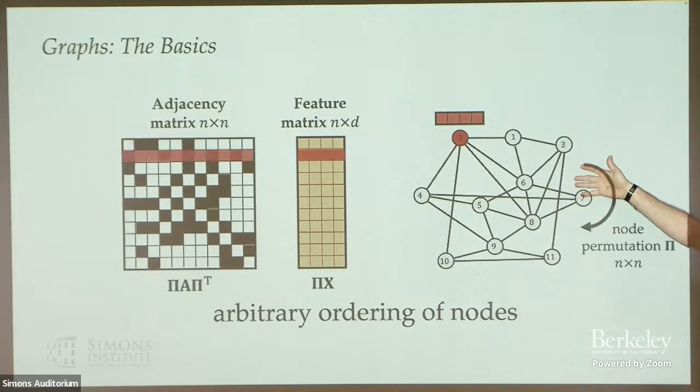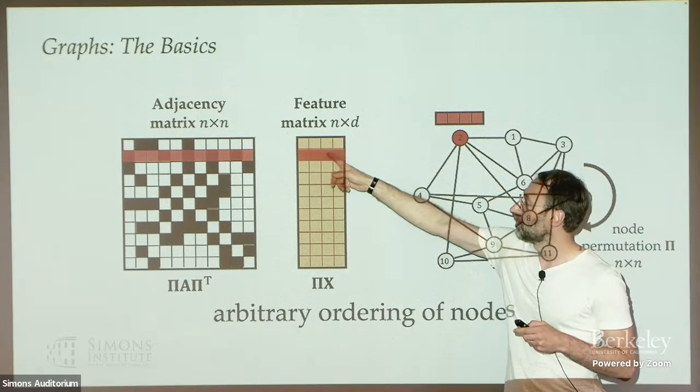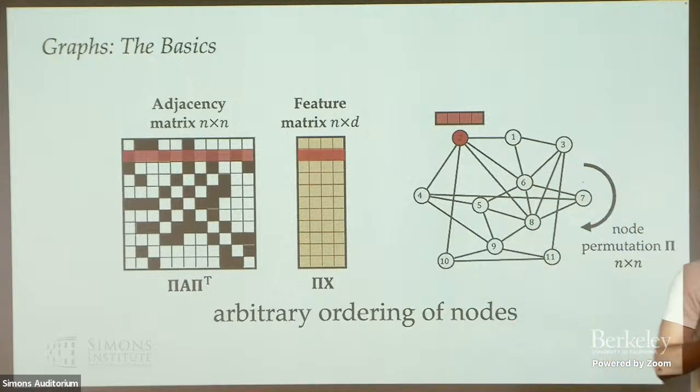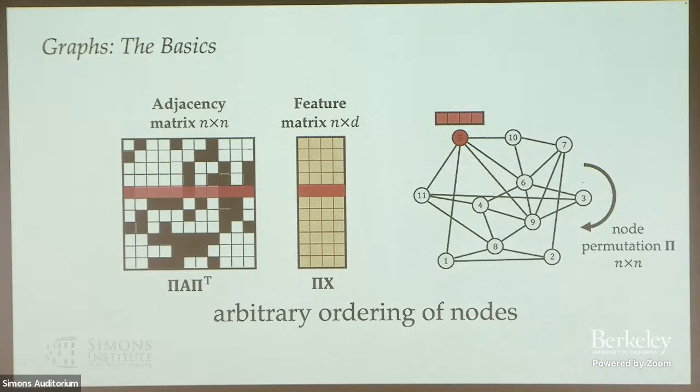So I can represent it by a permutation matrix. I can permute my order of the nodes, and these two matrices, the feature matrix and the adjacency matrix, will need to be permuted accordingly. I denote this permutation by the Greek letter pi. It's a matrix of size n by n. And here are different possible permutations.